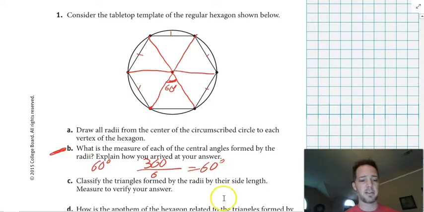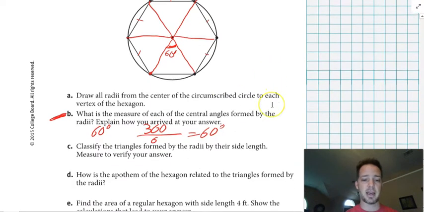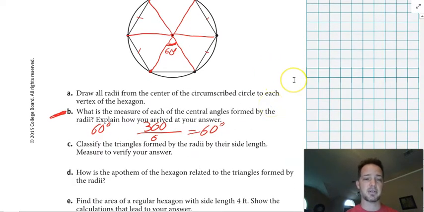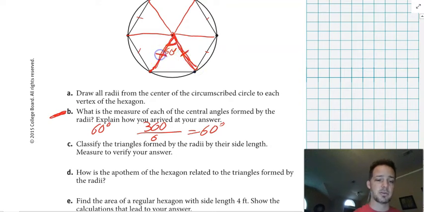It says classify the triangles formed by the radii and their side lengths. Okay, so classifying these by side lengths, I know that if I draw a radius of a circle here and here, every radius on the circle is the same. So these two have to be congruent to each other. So based on just those two pieces, I know for sure that it's an isosceles triangle.